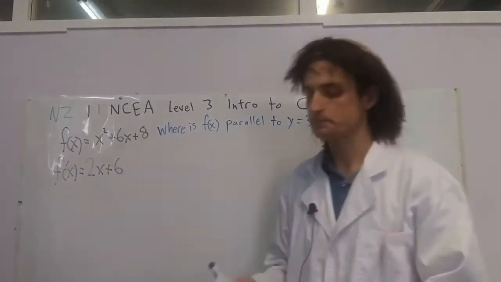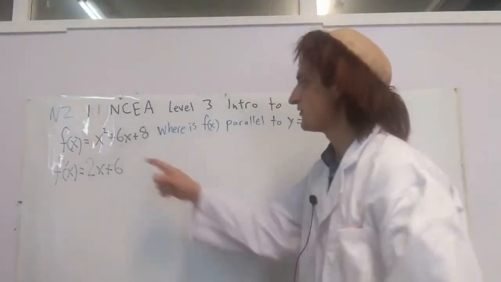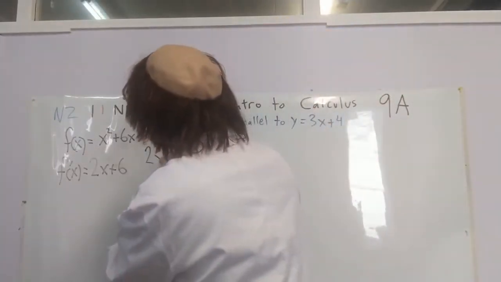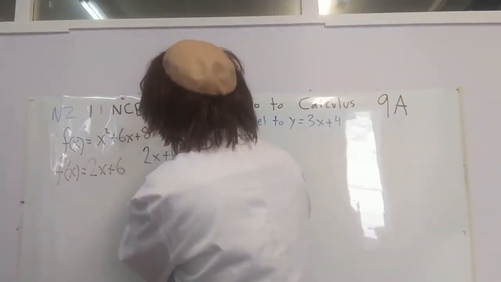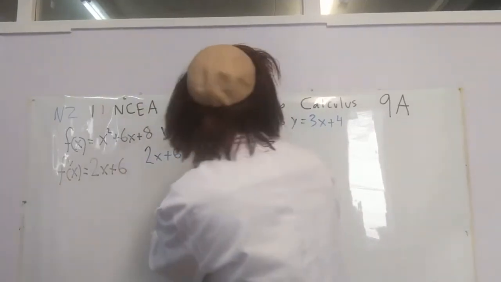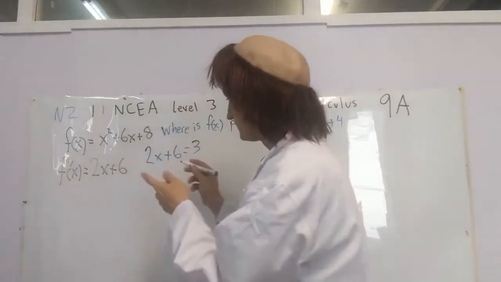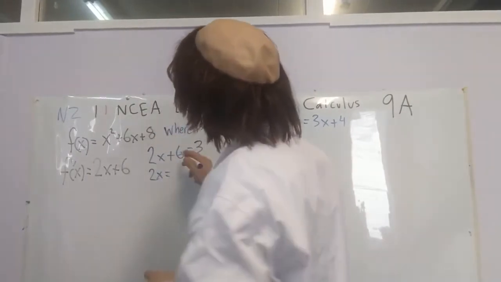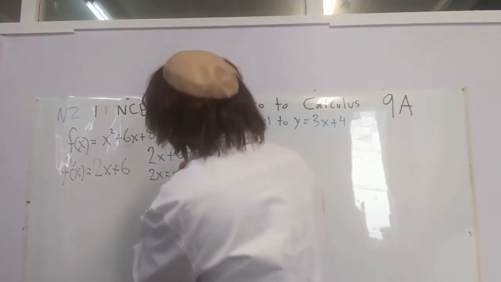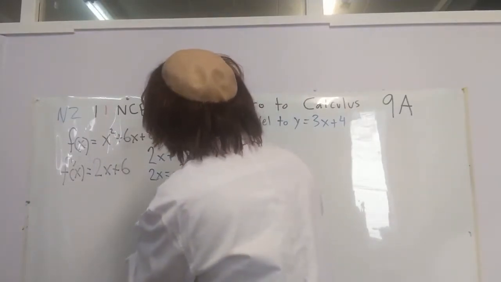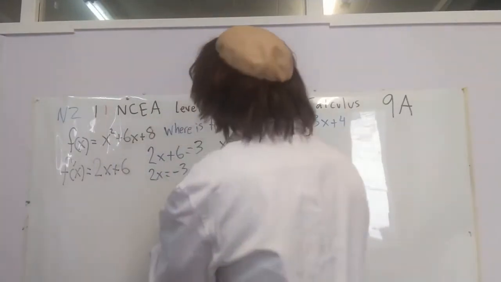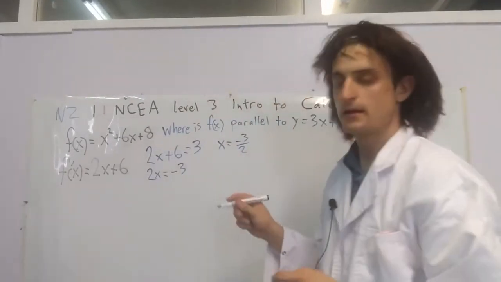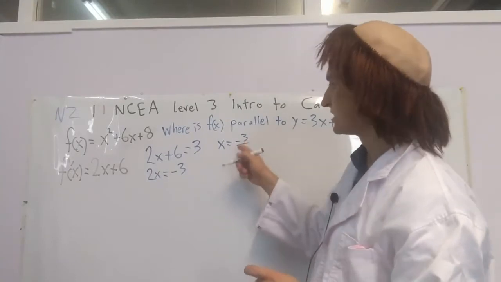At what point on f of x is the tangent parallel to the line y equals 3x plus 4? That means that our f prime equals 3. 2x plus 6 equals 3. 2x equals 3 minus 6, negative 3. x equals negative 3 over 2. This is our x coordinate.